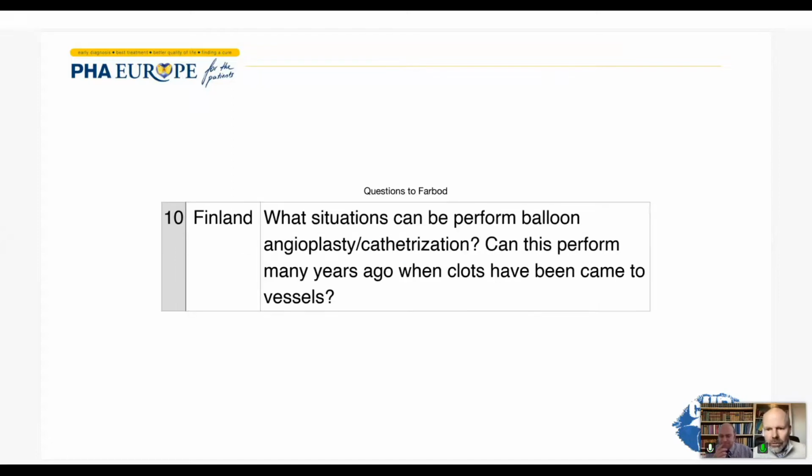Finland: in what situations can balloon angioplasty catheterization be performed? Can this be performed many years ago when clots came to the vessels? I don't know. Do you understand the question?